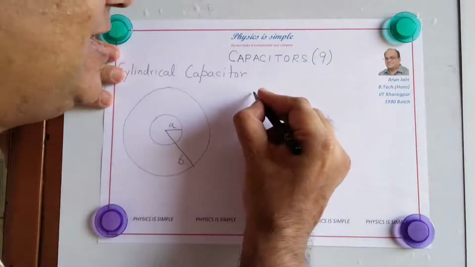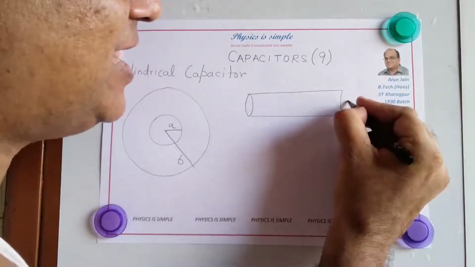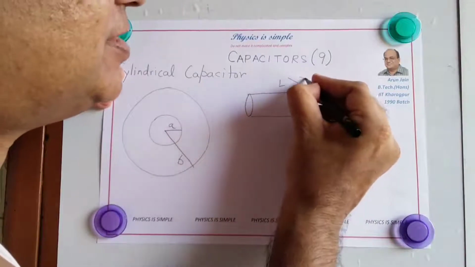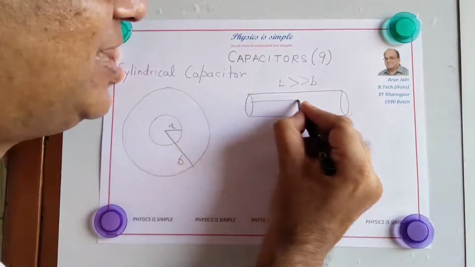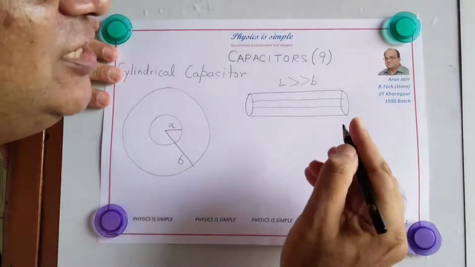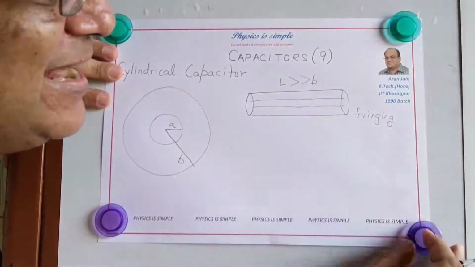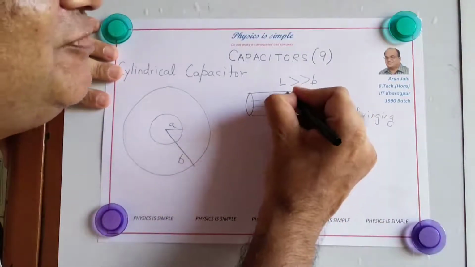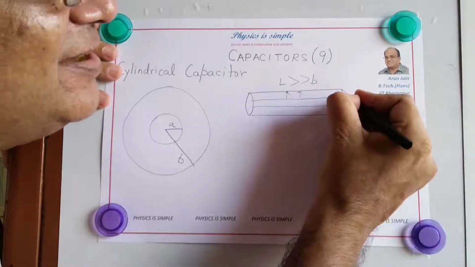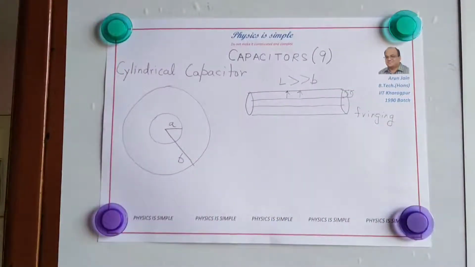And this cylinder is quite big. The length of the cylinder is much larger than b. So L is much greater than b. We take it like that because at the end of the cylinders there will be fringing of electric field. That means the electric field will get distorted. Here the electric field may be like this, but here it will get distorted. So therefore, we don't want to consider the end effects. So the length of the cylinder is large.